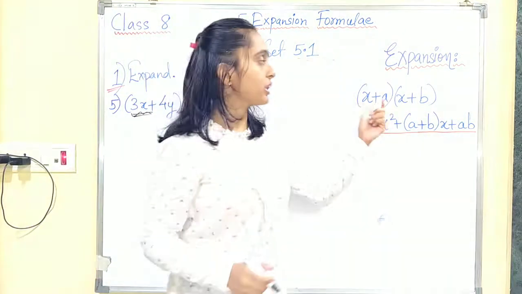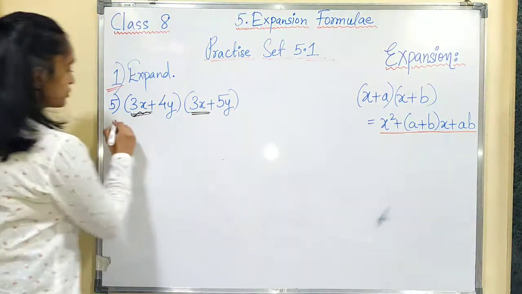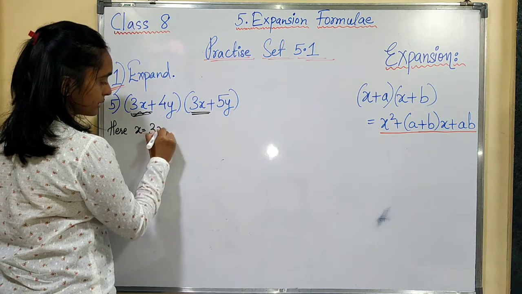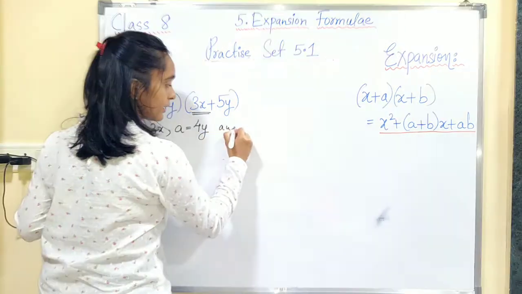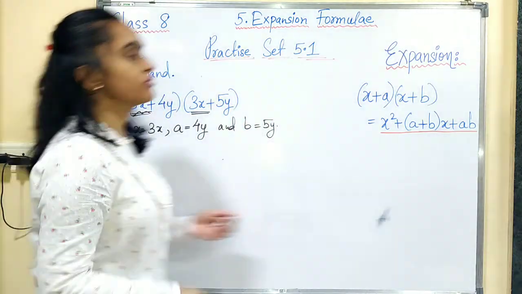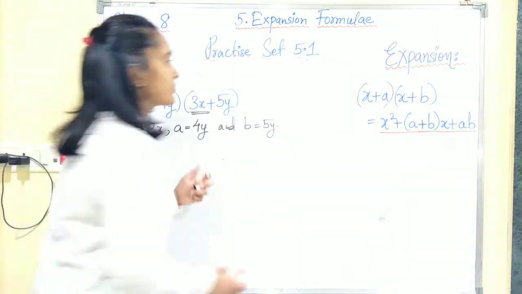So using this formula, this will be your x, a and b. Here x equals 3x, a equals 4y and b equals 5y. So therefore by using this expansion, you need to write this expansion here, okay?